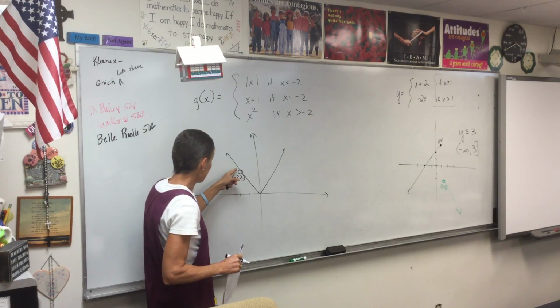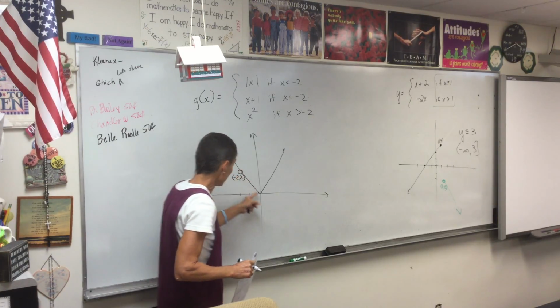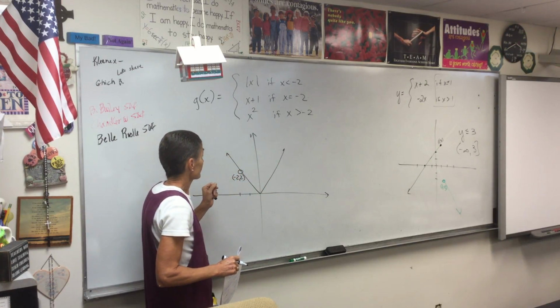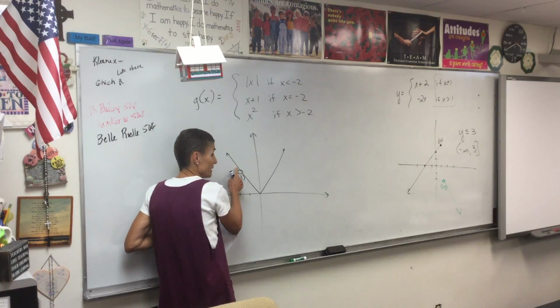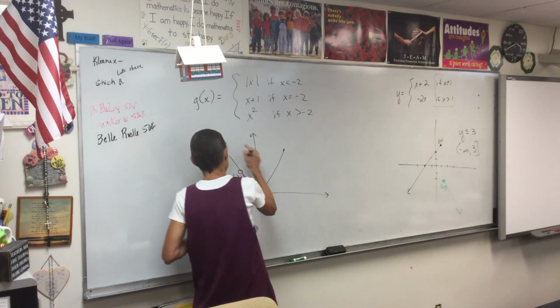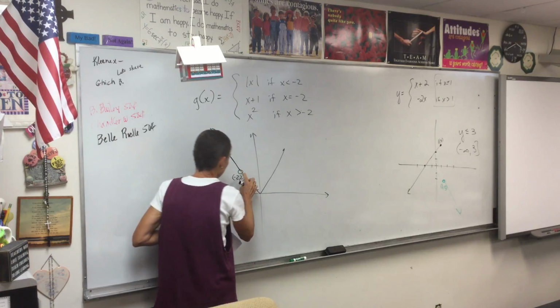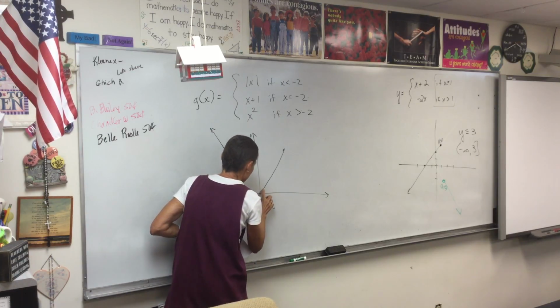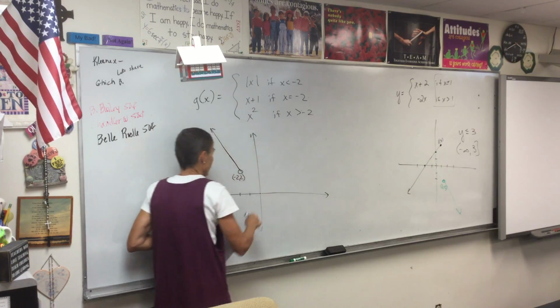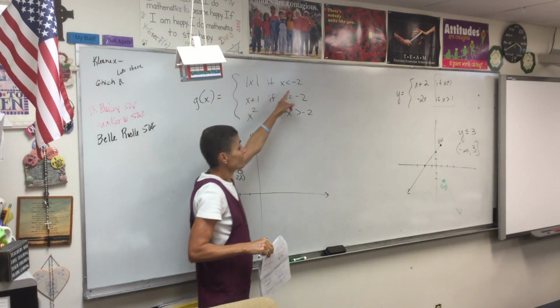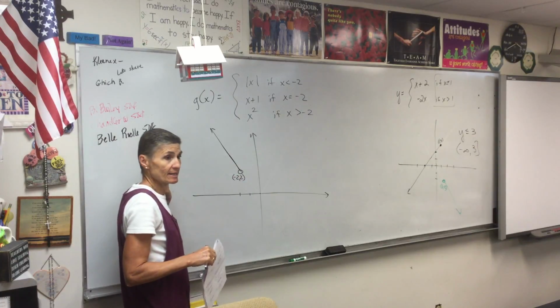Now, am I going to keep this part, or am I going to keep all of this over here? What am I keeping? I'm only keeping this, right? I'm going to go ahead and extend it a little farther. That's what I'm keeping. This is what I'm losing. Because the problem says you only want the part of the V that has x's less than -2.